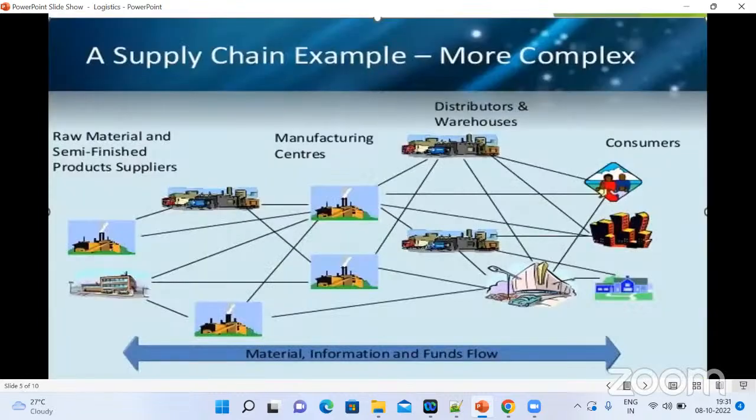Coming to the next, this is one supply chain example. We have seen multiple raw materials and semi-finished products manufactured by the company at manufacturing centers, and then they come to the distribution warehouses. From those warehouses, they finally move to the end customers or consumers. This is one supply chain example of how a product is manufactured and how it comes to the consumers.